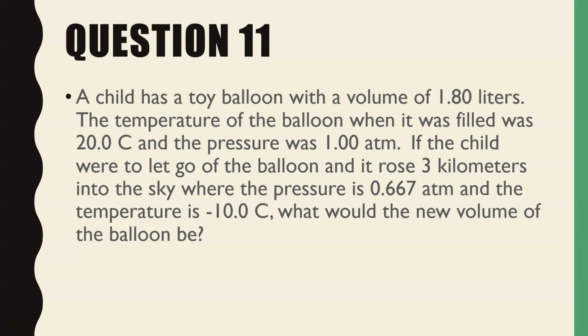For question number 11, a child has a toy balloon with a volume of 1.80 liters. The temperature of the balloon when it was filled was at 20 degrees Celsius, and the pressure was 1 atmosphere. If the child were to let go of the balloon and it rose 3 kilometers into the sky, where the pressure was 0.667 atmospheres and the temperature was negative 10 degrees Celsius, what would be the new volume of the balloon?